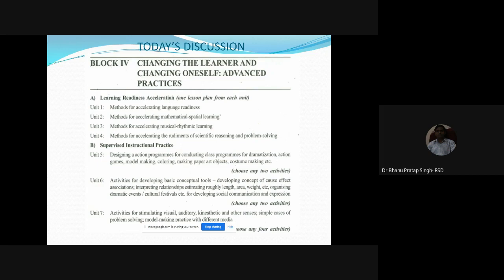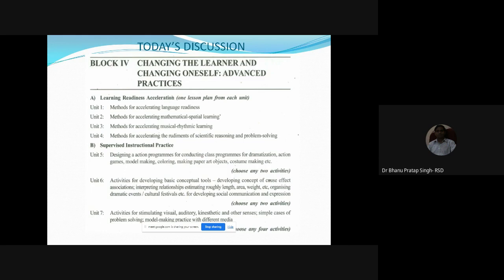Unit 5 is designing action programs for conducting class programs for dramatization, action games, model making, coloring, making paper art, object, costumes making, etc. And from these, we have to choose any 2. Unit 6, activities for developing basic conceptual tools, developing concept of cause effect, associations, interpreting relationship, estimating roughly length, area, weight, etc.